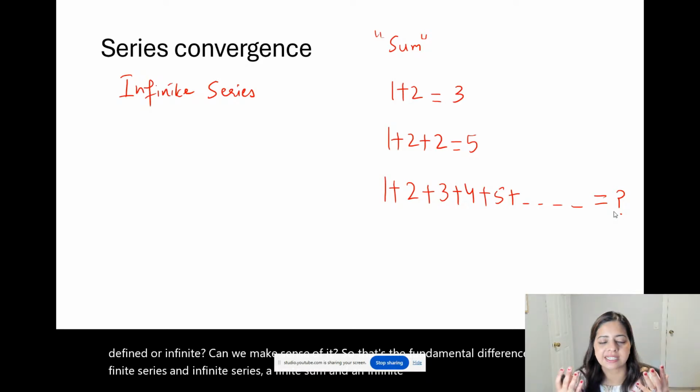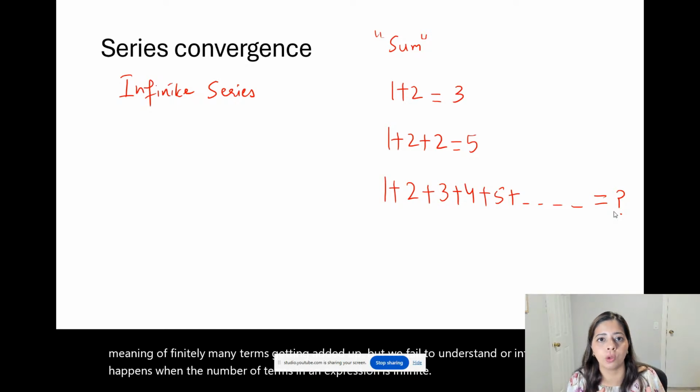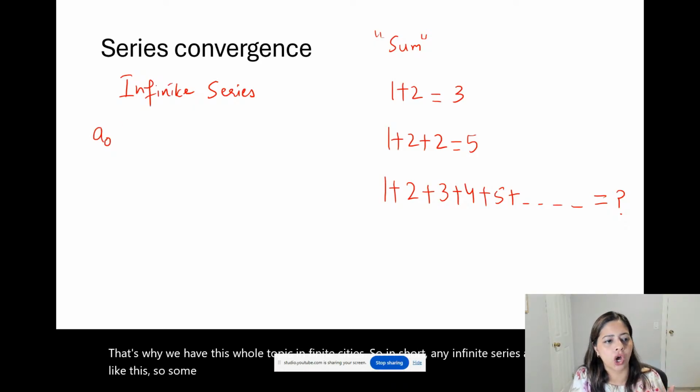We all understand the meaning of finitely many terms getting added up, but we fail to understand or interpret what happens when the number of terms in an expression is infinite. That's why we have this whole topic of infinite series. So, in short, any infinite series always looks like this: some term a naught plus a1 plus a2 and so on. It keeps on going.